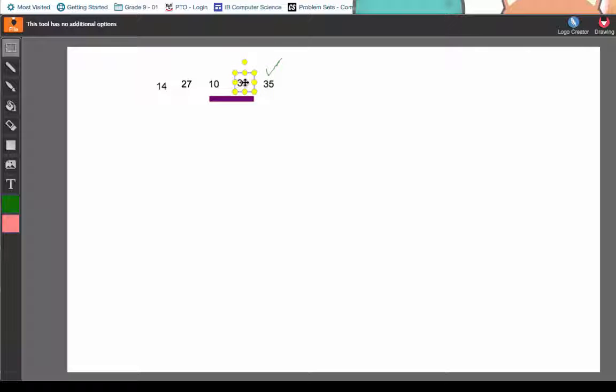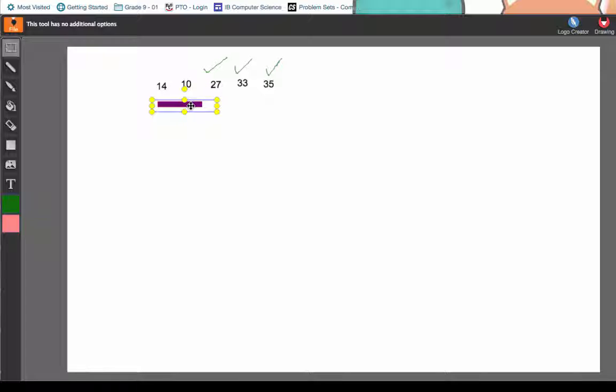We know that 35 is in place, so after the second pass, or the second bubble up the array, we know that 33 is now in the right place. Then we go back to the beginning for our third pass. 14 and 27 are still in the correct place, but as we bubble up, 27 and 10 are not, so we swap 27 and 10. After the third pass of our array, 27 is in the correct place, so I put a tick above it on the third pass, and then I have to go back to the beginning.